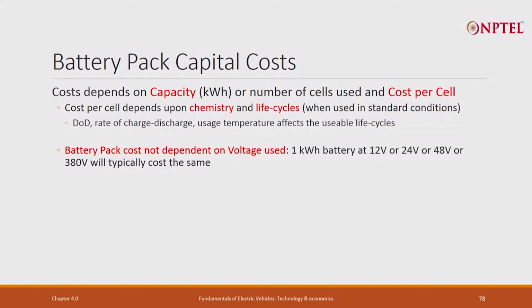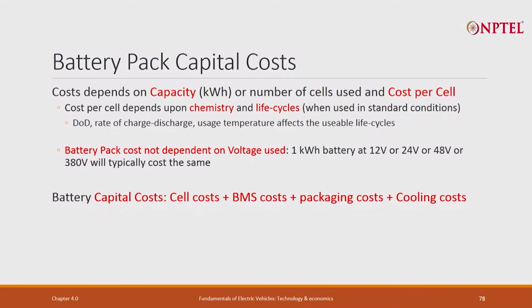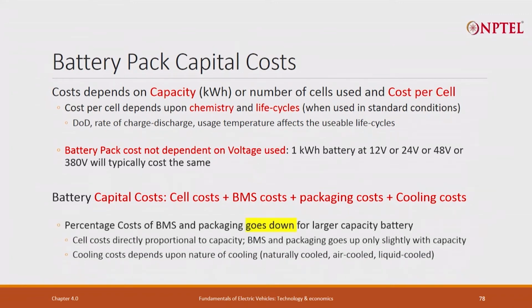Your BMS may be designed slightly differently, your pack may be designed slightly differently, but those are marginal. Cell cost is the dominant cost. As I told you, we need to take into account cell cost, BMS cost, packaging cost and cooling cost. Cooling is very important, particularly for large batteries.